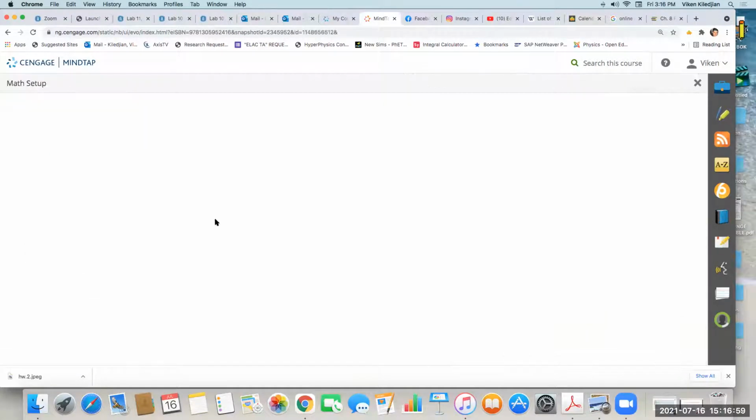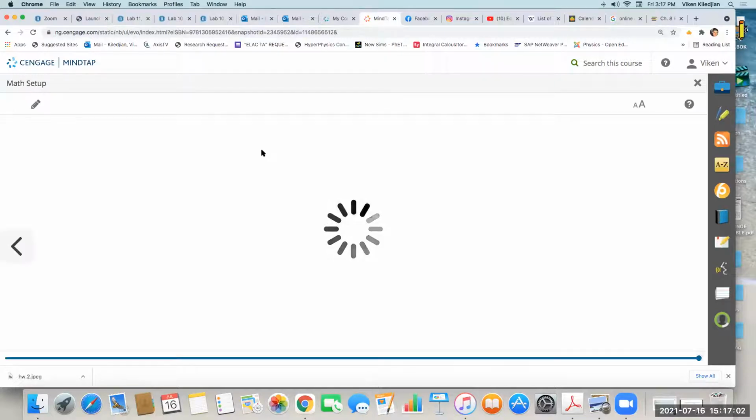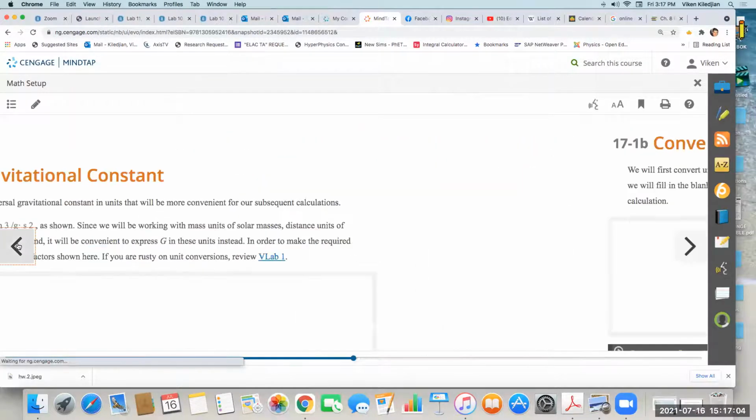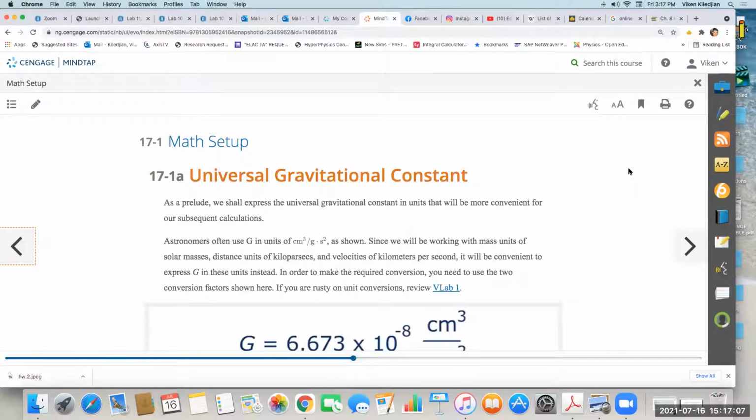So math setup. Let's go to the first one. Universal gravitational constant. We've already done equations and calculations with the universal gravitational constant. Astronomers often use G in units of centimeter cubed per gram per second squared as shown. Since we will be looking with mass units of solar masses, distance units in kiloparsecs, and velocities of kilometers per second, it will be convenient to express G in these units instead.